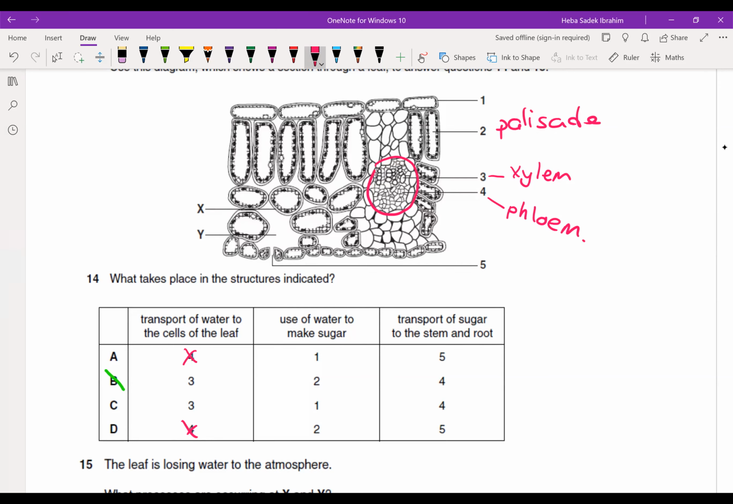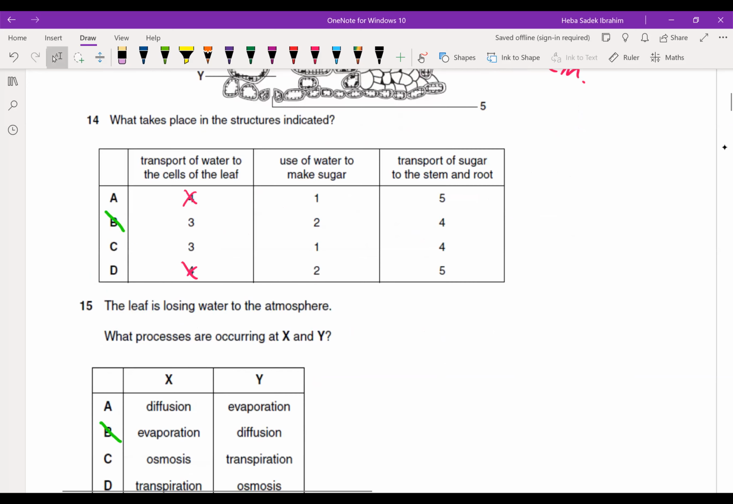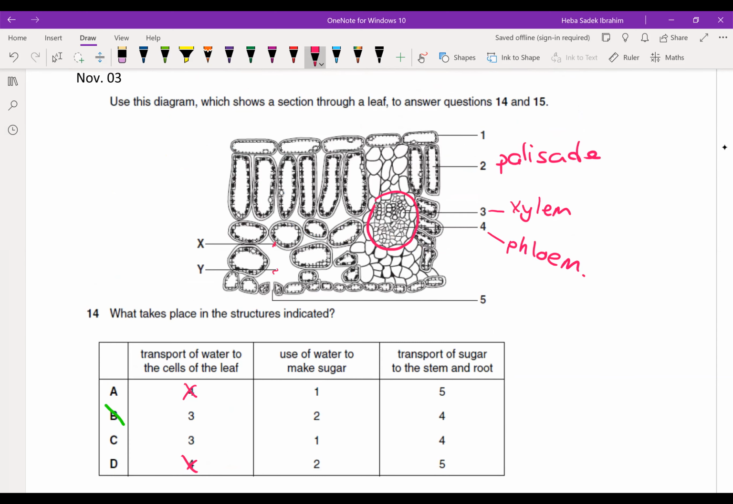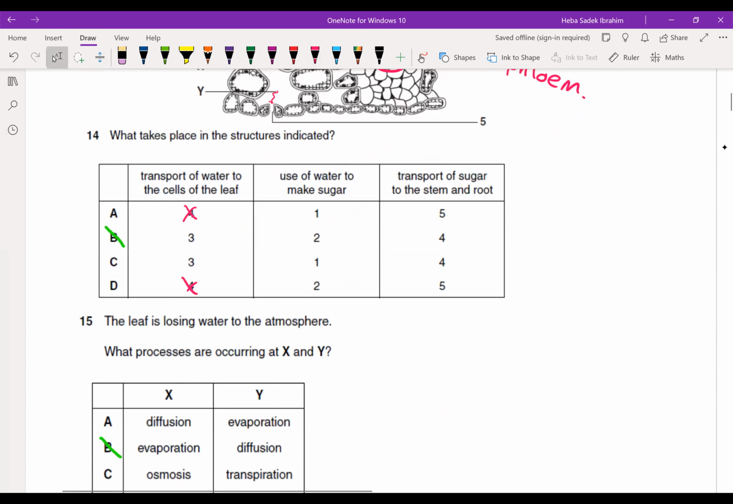Are you okay with that, Omar? Yes, Miss. Okay. The next one says the leaf is losing water to the atmosphere. What process is occurring at X and Y? At X, at the surface of the mesophyll cells, we have evaporation. And then at Y, I have diffusion. Evaporation and diffusion.